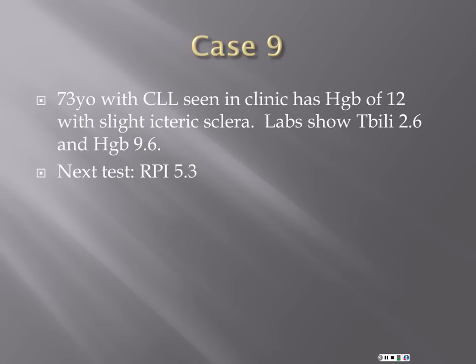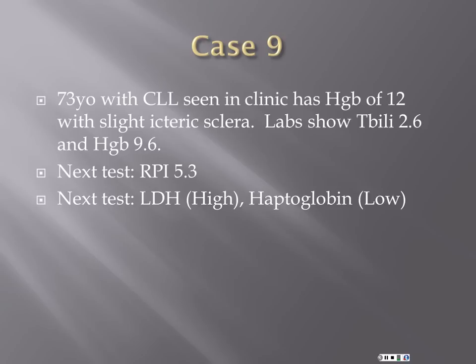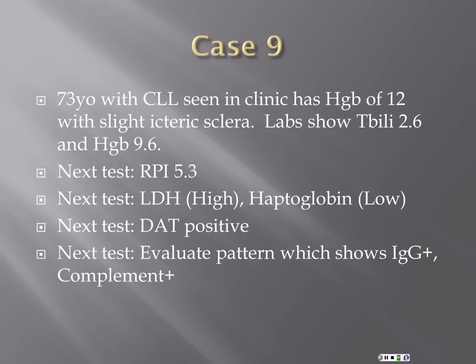LDH and haptoglobin. LDH is high. Haptoglobin is low. That suggests the patient has hemolysis either through destruction or autoimmune. So what's the next best test? His DAT is positive. What do we want to do next? We look and see what the immunoglobulin type is. Does anyone want to bet what it will be in this case? It would be warm because he has CLL. So it's going to be IgG positive, right? Okay, so the patient is IgG positive, complement positive. So he would probably end up on steroids.